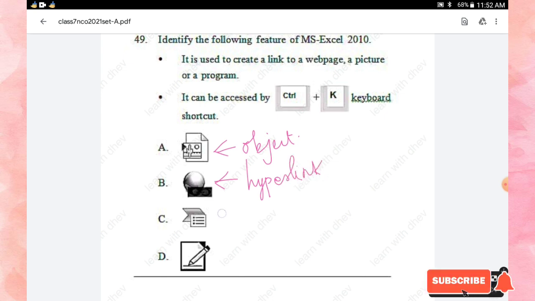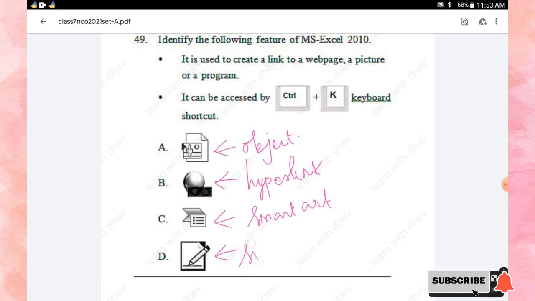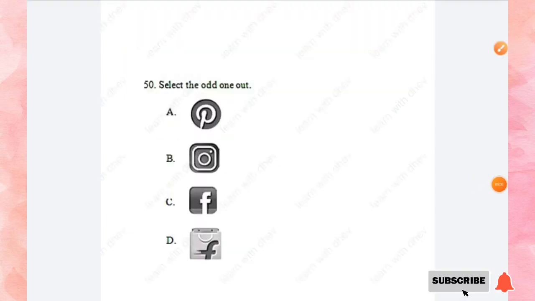Then option C, this option is smart art option. Then the last one, it would insert a signature. So this option name is signature line. So the question is, to create a link to a web page or a picture or a program, we have to use this hyperlink option. So option B is the right answer.